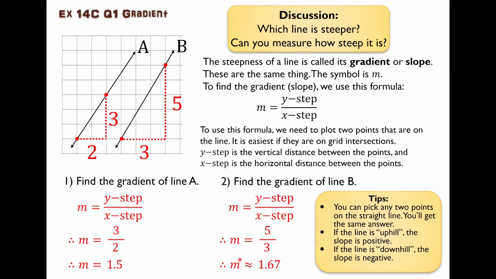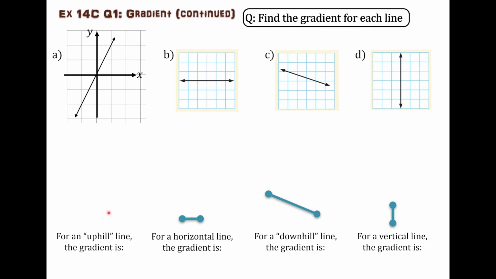You might notice now that we can answer the question. Which line is steeper? Line B. The slope is 1.67, but the slope of line A is only 1.5. Okay, let's try a few more just to get practice with different lines going in different directions. What if it's horizontal? Things like that.